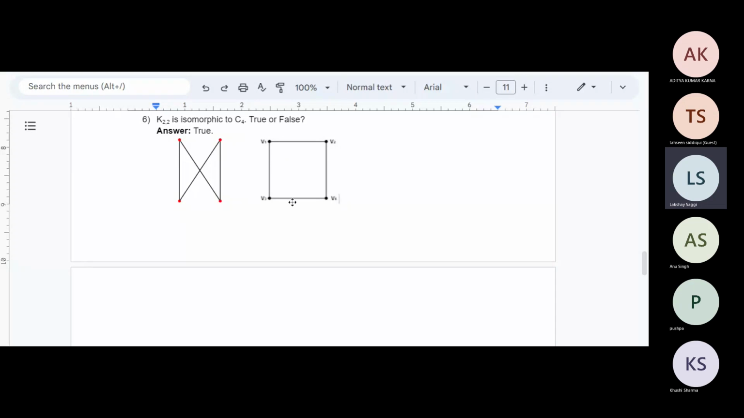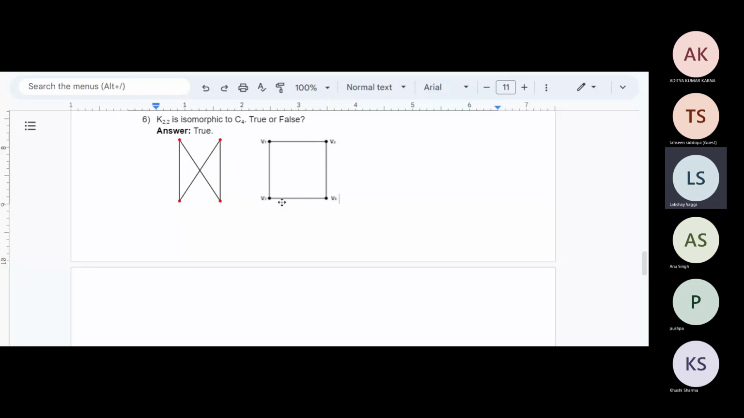C4 is nothing but a cycle on four vertices. So what we need to show is that these two are actually of the same shape. I hope you guys can see how these are isomorphic. To give an intuition, let's start from this vertex. If I go to this vertex, then this vertex, then this vertex, then back to the original vertex, basically I've obtained a cycle of four. So it's similar to this C4 graph.